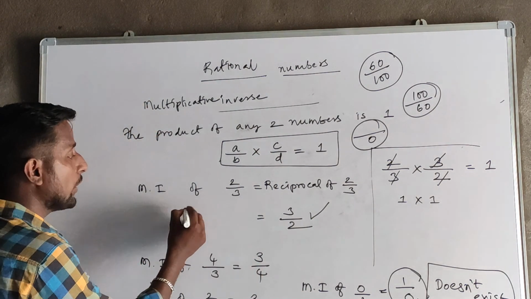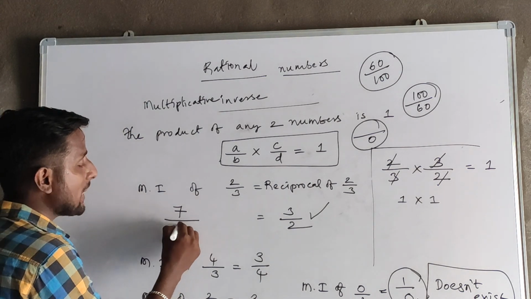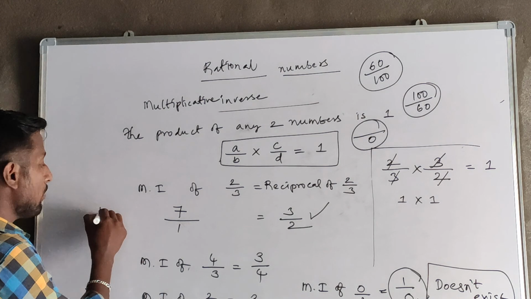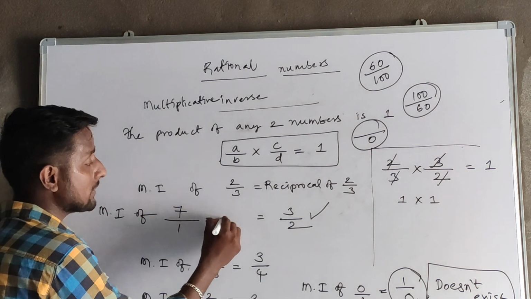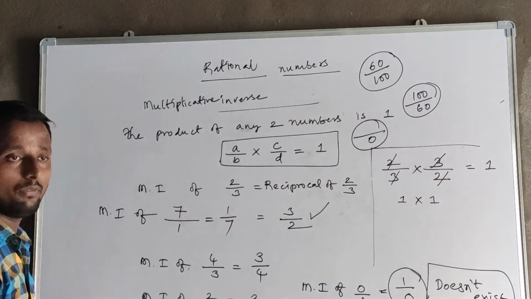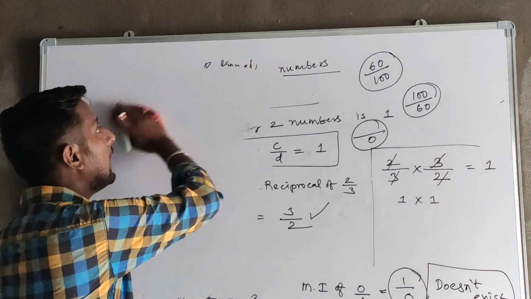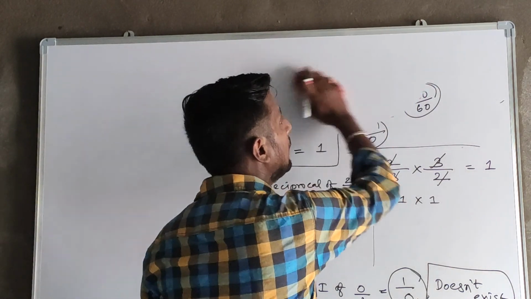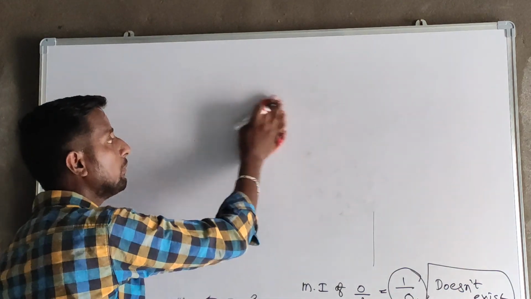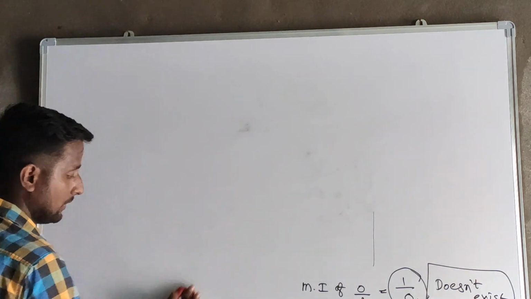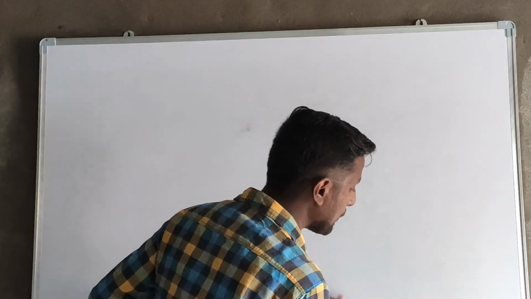For example, you have the whole number 7. We can express 7 as 7 by 1. Now the multiplicative inverse of 7 by 1 is nothing but 1 by 7. Correct? But what about the additive inverse? The additive inverse is nothing but we take the same rational number with the opposite sign.